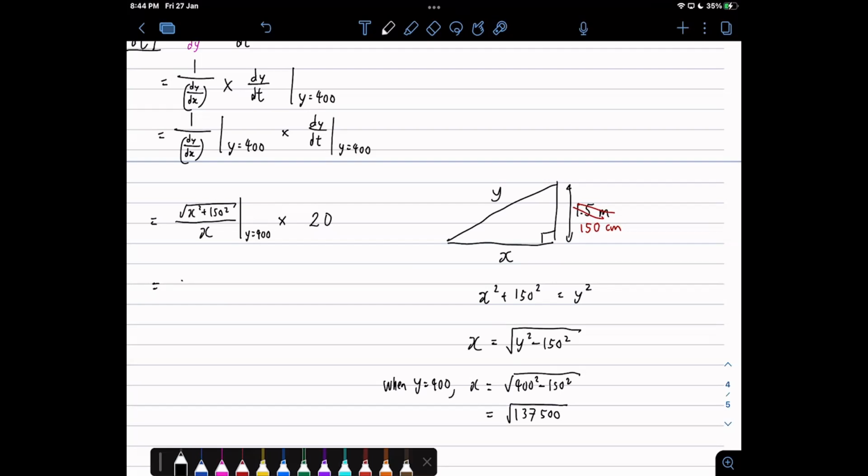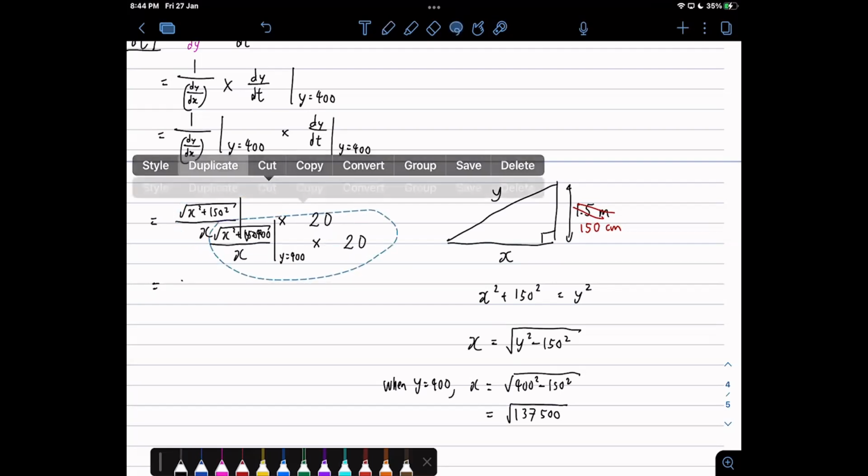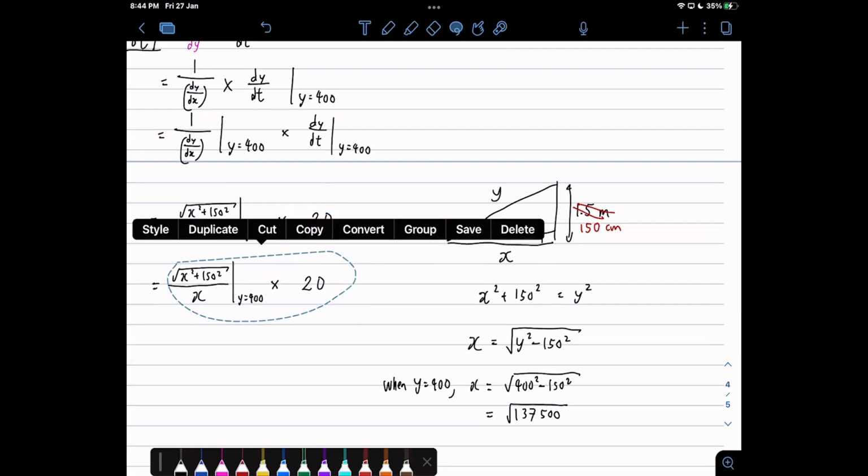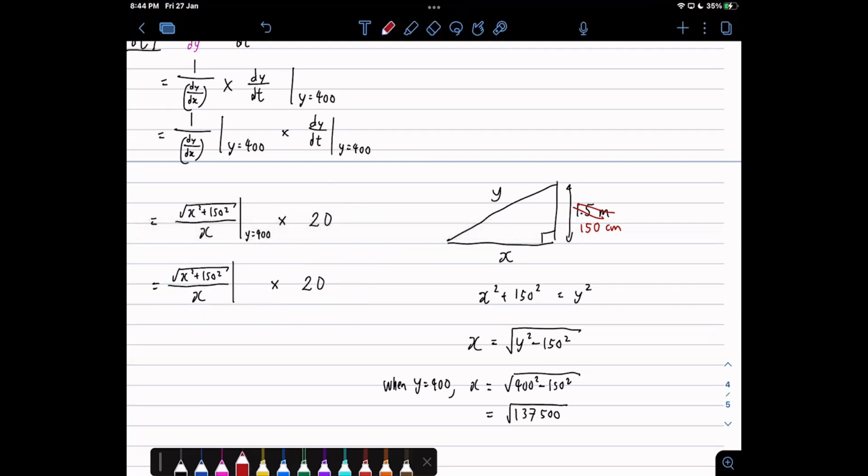So you can write the following. You can just write this same thing, but you replace the y equals 400 with x equals square root of 13750. Then the rest is just substituting and simplifying. Can I leave that to you? Yeah, the final answer is not so important. But okay, let's move on.